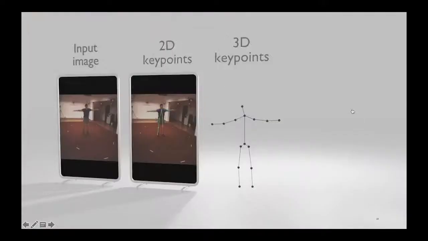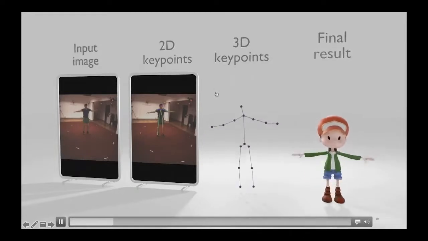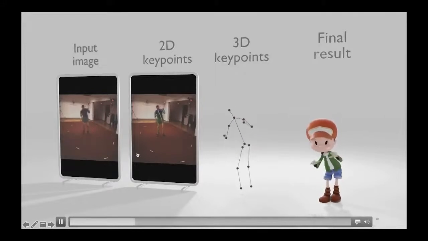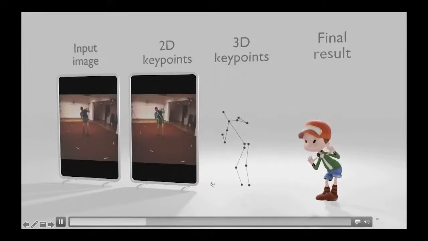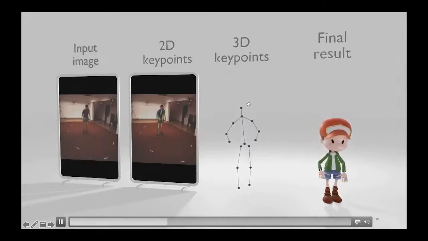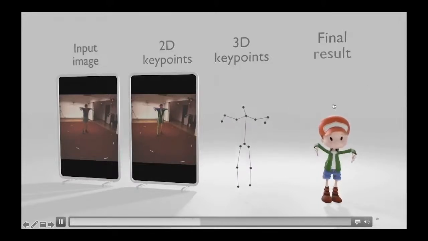Here we have a second example of our full pipeline. We have an image just as input. We use a 2D neural network to detect the 2D key points. Our 3D neural network, based on graph attention convolutions and graph convolutions, generates the 3D key points, and we create a final animation in an open source animation suite.